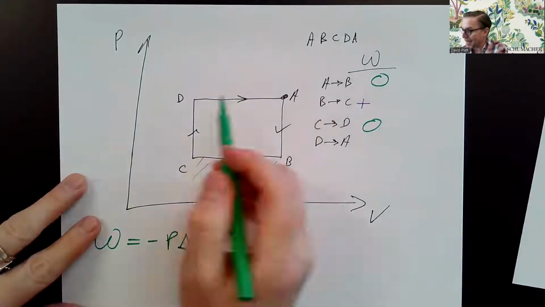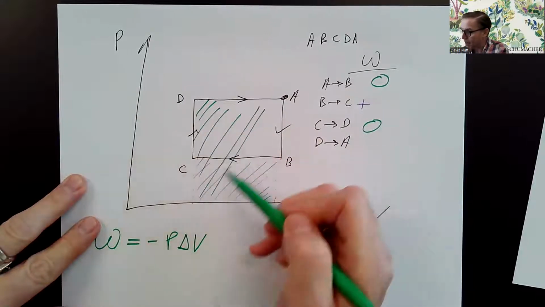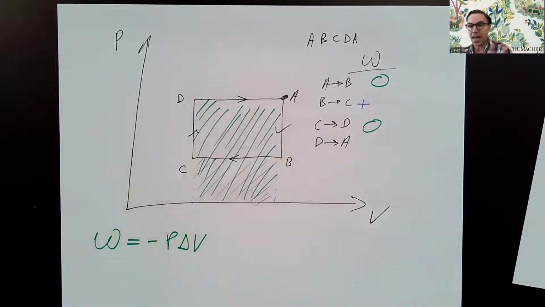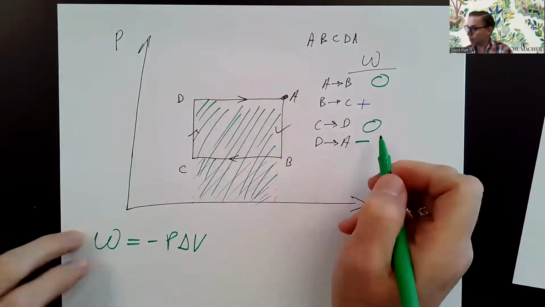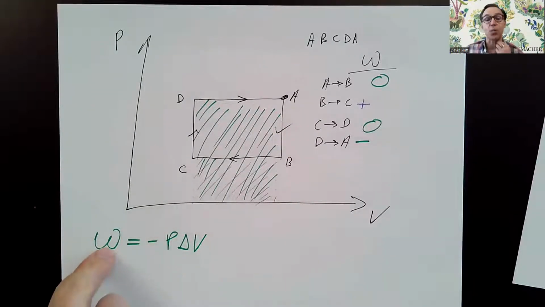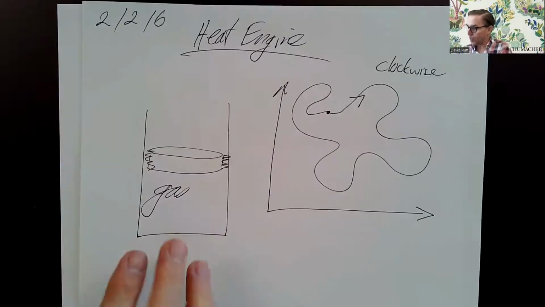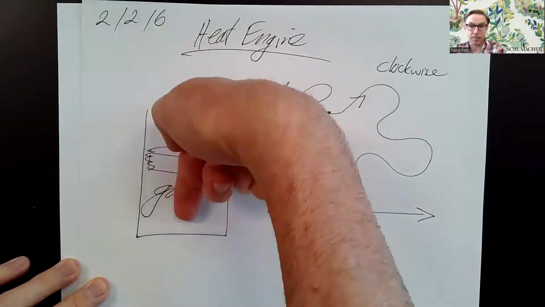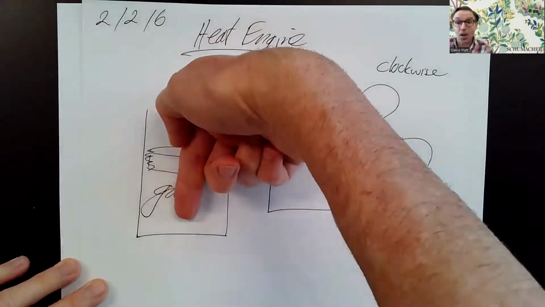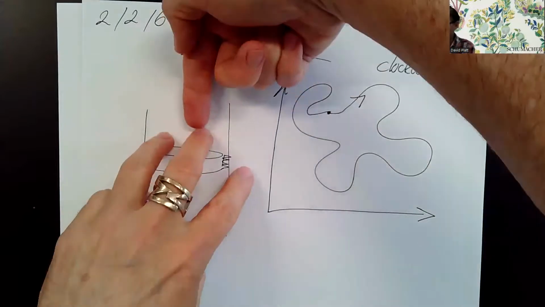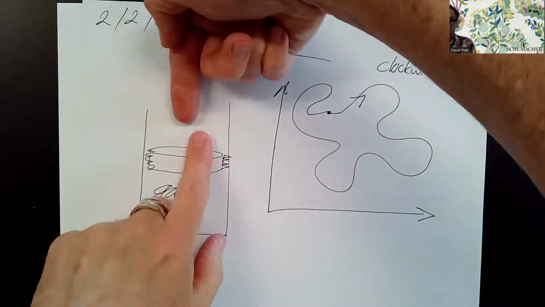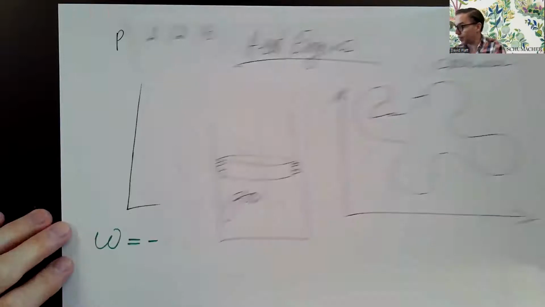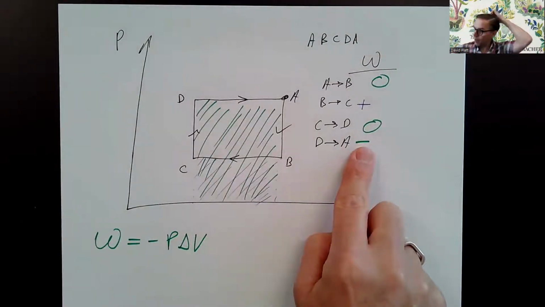As we go from D to A, this is the area under the curve. And I think you can see that this green area is bigger than the purple area. And that work is negative. Because remember, work W is defined as the work done on the gas. So when the gas is compressed, we're pushing on the gas in the same direction as the piston is moving. That's positive work. But when the gas expands, we're pushing on the gas opposite the direction that the piston moves. And so then negative work is done on the gas. And so that's why this is negative.